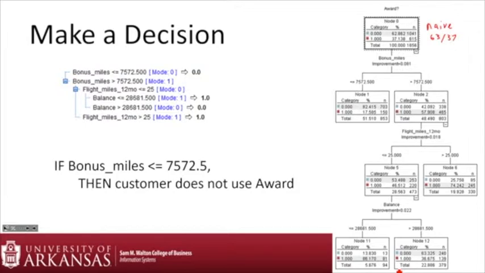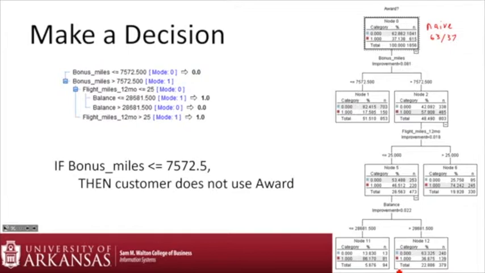That tells us something really interesting right there. So then we can go down and say, if we're trying to get better than a 63-37, we look at the number of bonus miles, so if they have more than or less than 7,572.5, kind of a weird number. And this is the one thing that SPSS, to the best of my knowledge, doesn't let us change, that value. It's done its algorithm, it's figured out what it wants, and that's the value it's come up with.